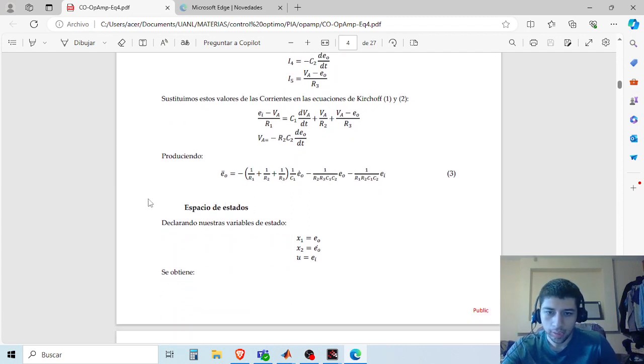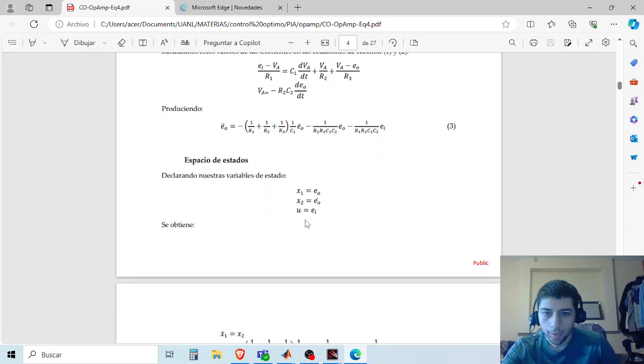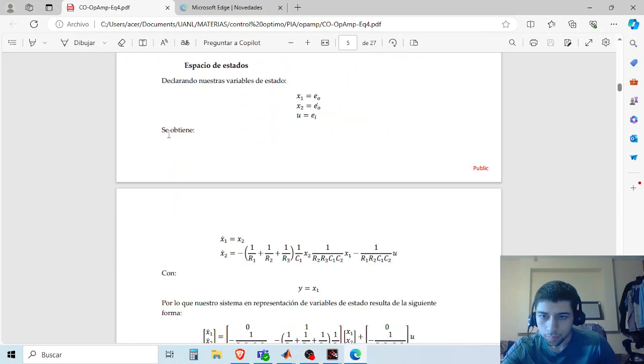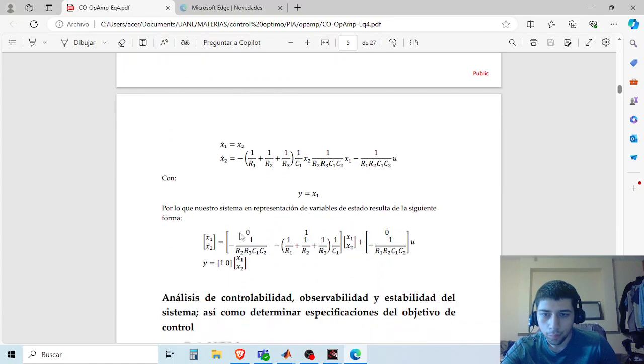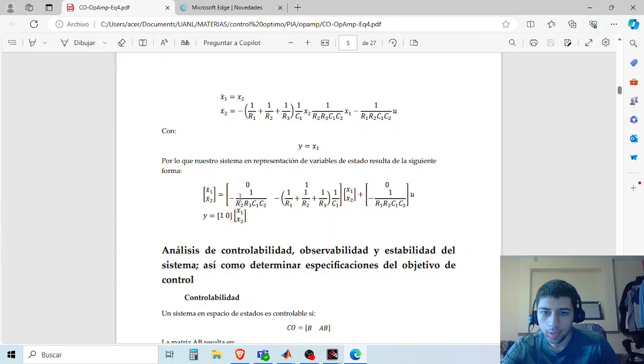and then we obtain the state space representation. So we are setting x1 as the output value, and x2 would be the derivative of that value. And for the input, we're gonna take the input voltage, and that gives us the following state space model. And this is in its generic form. Later we are gonna substitute these parameters with their proper magnitudes.